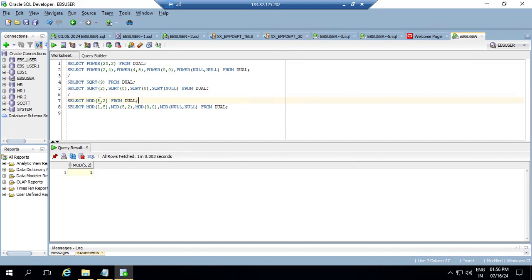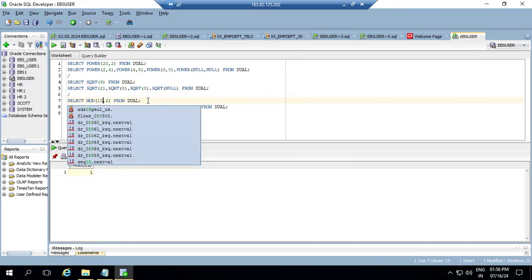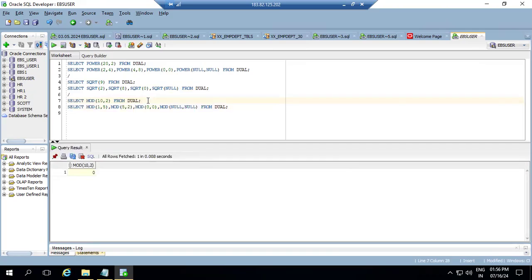Suppose instead of 5, I give 10 here. 10 comma 2 I'm mentioning. What happens obviously? I don't have any remainder. It is 0. So it will consider it as an even number. Like this, we will consider using this mod function. Using mod, whatever the value and whatever the divisor, when we are getting one remainder, it will consider it as an odd number. When we are getting the remainder as 0, it will consider it as an even number.